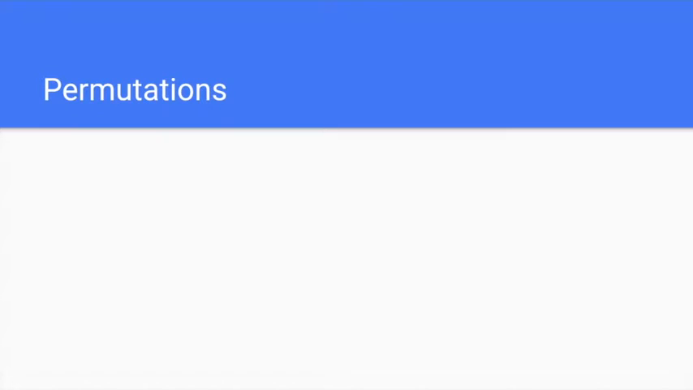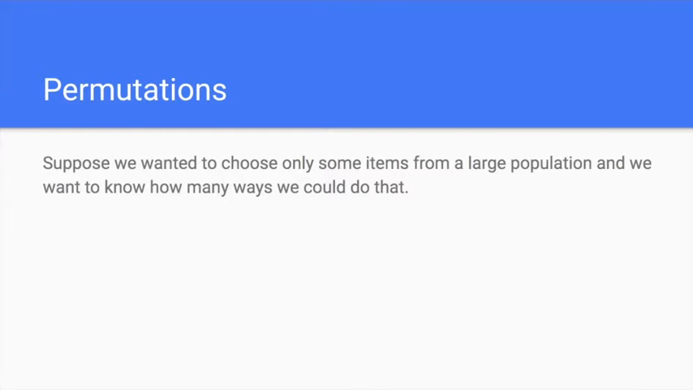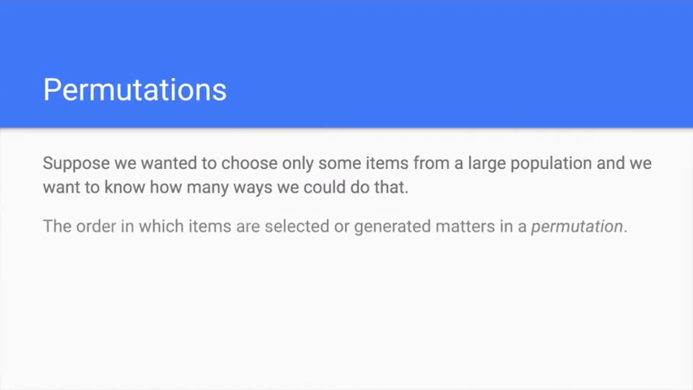So to begin with, in section 5, we're going to talk about some counting techniques. And there's a couple different types of counting techniques in particular that we care about. The first is called a permutation. The idea here is that you have some, maybe relatively large group of items, and you want to select only some of those items. And you want to know how many different ways you could do that. And with permutations in particular, the order in which you select those items matters.